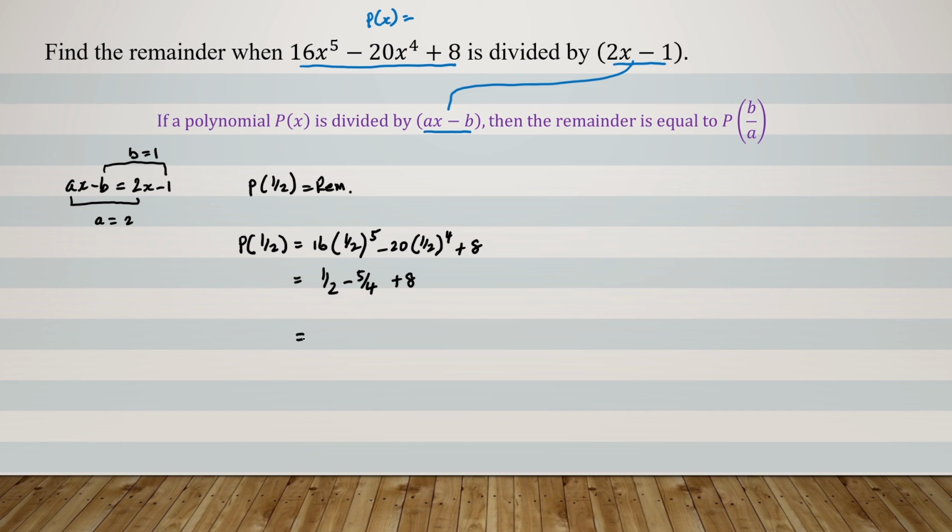So your final answer for the remainder is going to be 29/4, or you can write that as 7 and a quarter. So this is your remainder after you divide your polynomial by 2x minus 1.